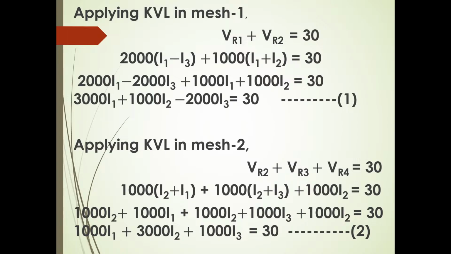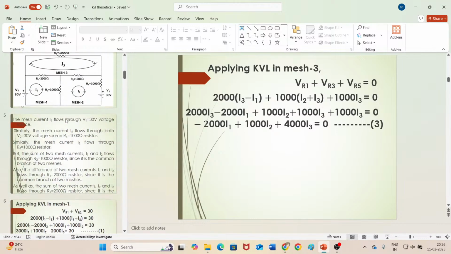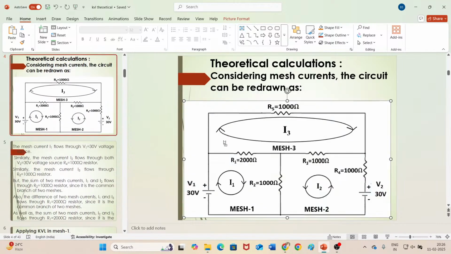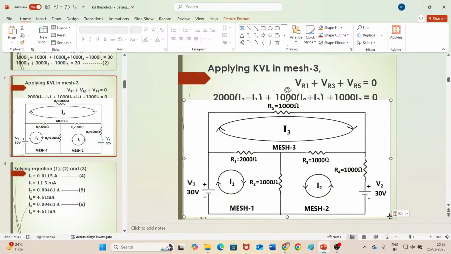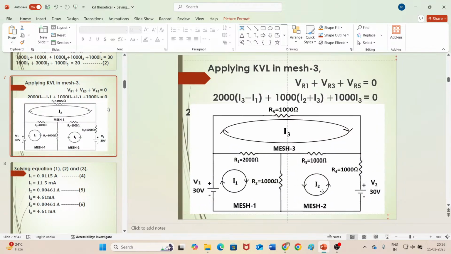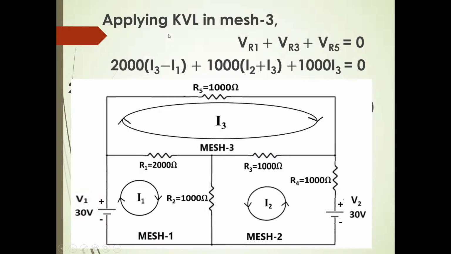Okay, completed. Okay then. Now let us go to mesh 3. 3 meshes are there. Now I will just copy that image here. Now let us apply KVL in mesh 3. So in mesh 3, what are all the elements that are there? R5 is there, R1 is there, R3 is there. There is no voltage source in this mesh 3.